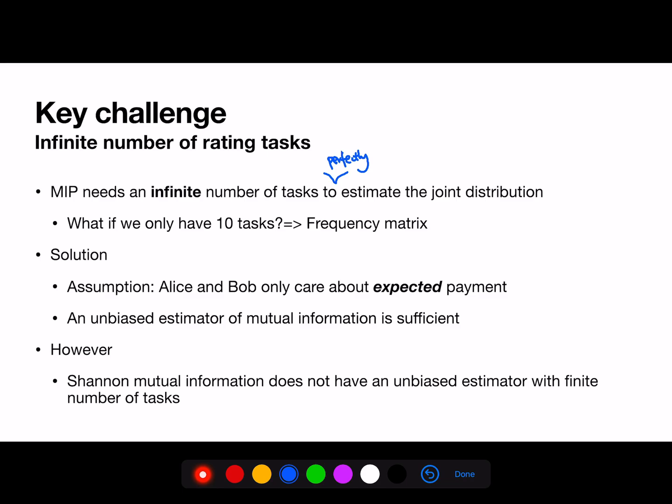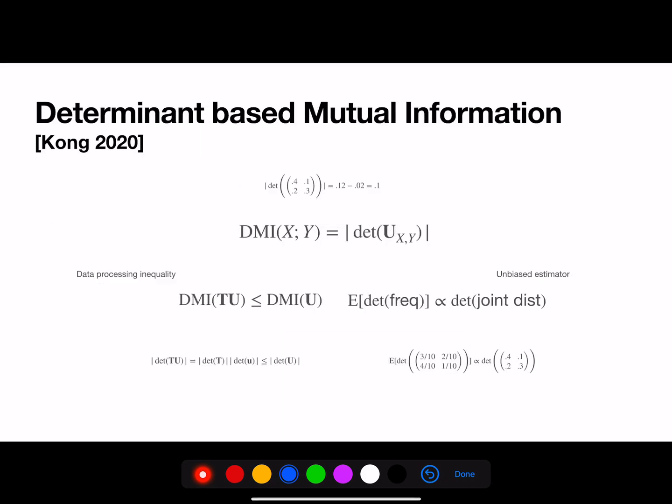However, the Shannon mutual information doesn't have an unbiased estimator. I'm not sure whether you remember, but the definition of the Shannon mutual information, which I won't write in detail here, has a log function, and this log function you just cannot unbiasedly estimate with a finite number of tasks. So in such a case, we need a new definition of mutual information. But we still want to satisfy the data processing inequality. And also, the most important thing is that we can unbiasedly estimate it with a finite number of tasks. And that is why this work proposed the determinant-based mutual information.